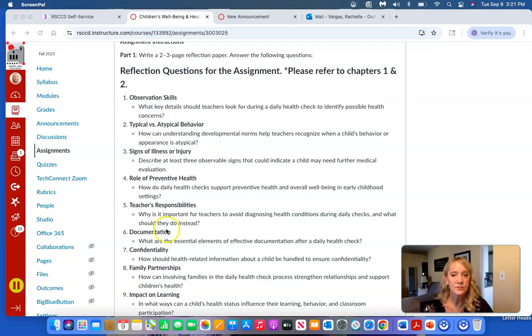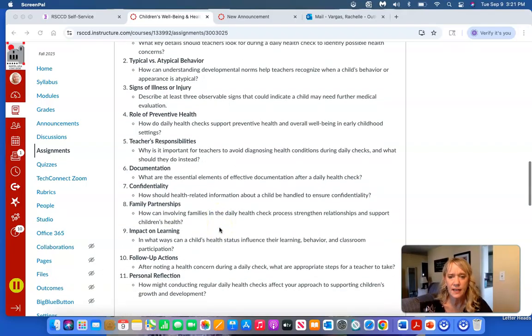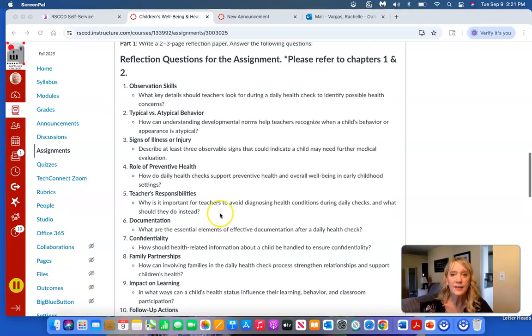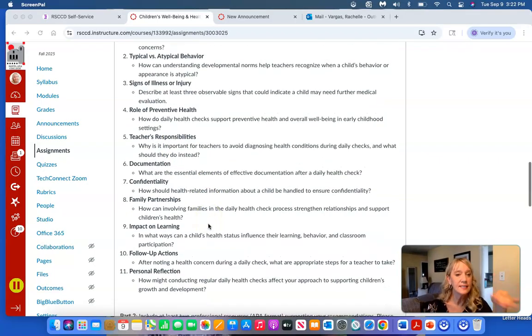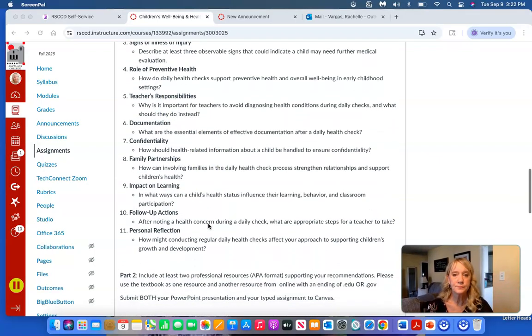So if you get some answers for any of these questions, and there's I think 11 questions, you're just going to answer. How can understanding developmental norms help teachers recognize when a child's behavior or appearance is atypical? And again, all of these answers are in chapter 1 and 2, and there's always typical behavior and atypical, which is something different, okay? And you're going to answer all of those questions in detail now, okay?